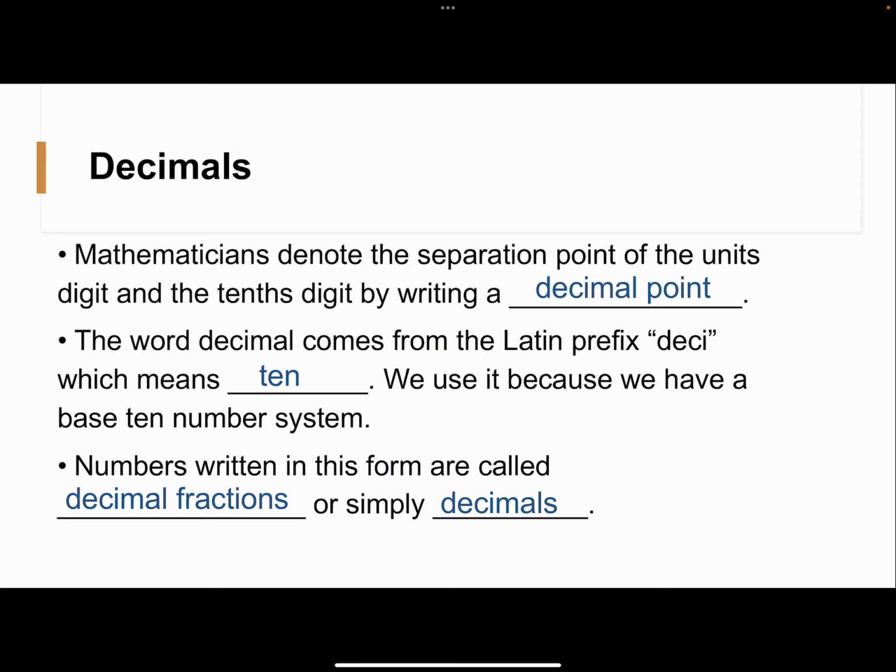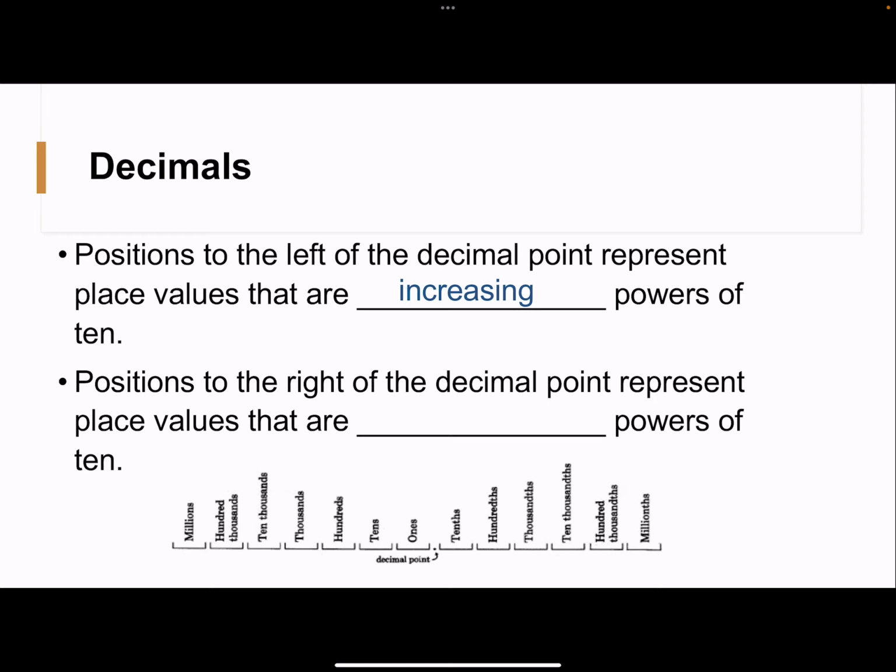Look at this graphic. You see that positions to the left of our decimal point represent place values that are in increasing powers of 10. We have ones, tens, hundreds, thousands, 10,000s, 100,000s, and millions. We're getting larger by powers of 10 as we move to the left.